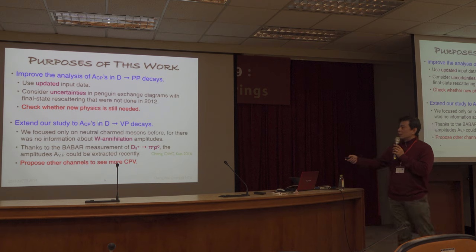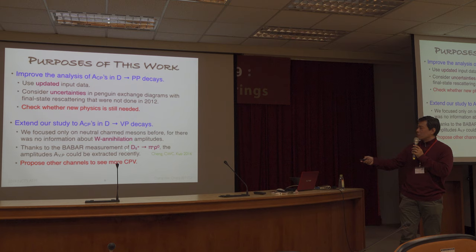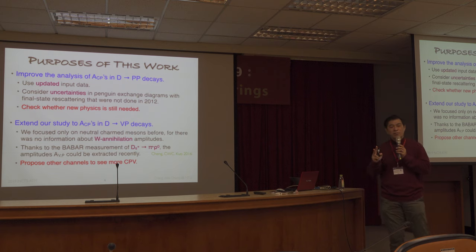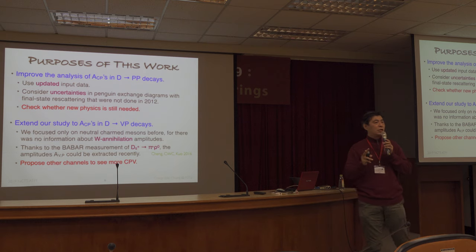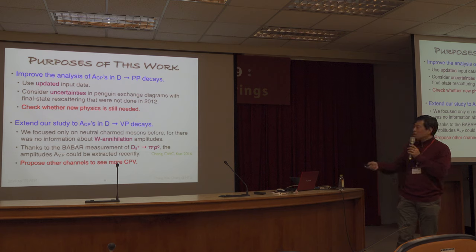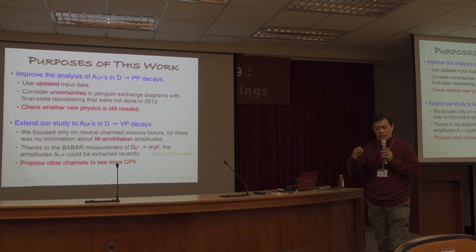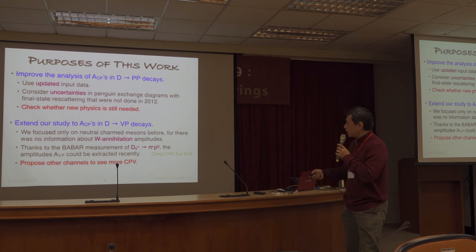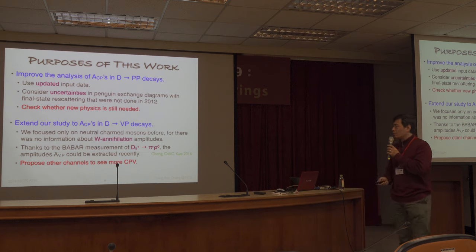And for these decays, a few years ago, before the measurement of the D_s to pi plus rho zero mode by BaBar, there was no way that we could distinguish the two types of annihilation diagrams at that time. But after knowing this new data around 2016, we were able to extract the amplitudes individually. Now we can make predictions for the CP violation, CP asymmetries in the VP sectors as well.